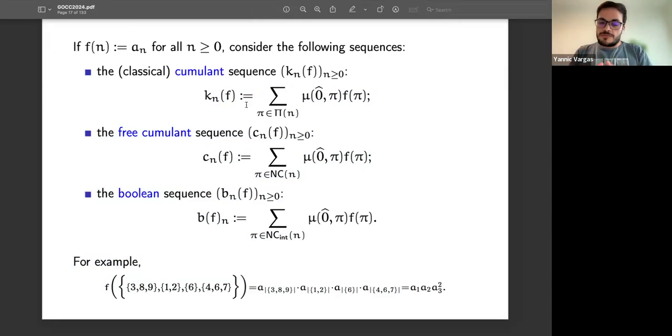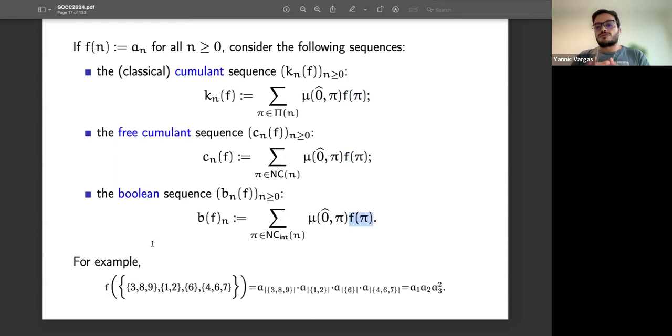And now I can play the game again using different posets. So I will call the free cumulant sequence the sequence of terms constructed in this way. Here the poset has changed. I'm now considering the poset of non-crossing partitions that I will show you in a moment. And another sequence that I would be interested in is the Boolean sequence, for which here again I change the poset. It's not the poset of partitions anymore, it's another one. And here the notation works as before. So f of this partition just means the product of every sequence related to f indexed by the size of the block.